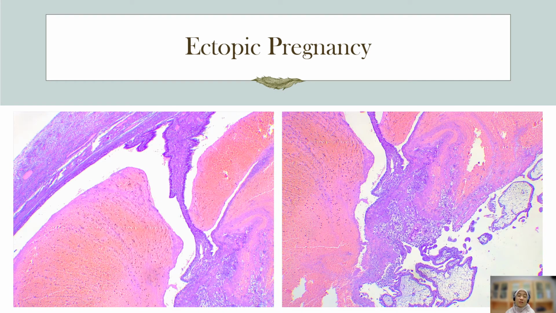In this microscopic specimen, we can observe the fallopian tube with dilated lumen, filled with blood clot, and we can also find the chorionic villi as a part of the placenta. And here we can see the thin tube wall.